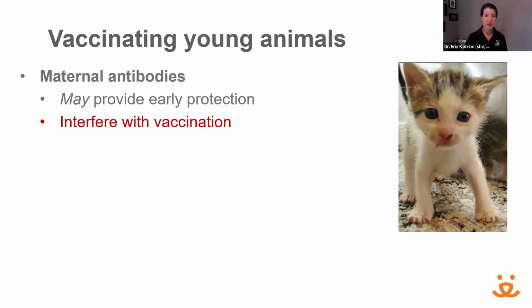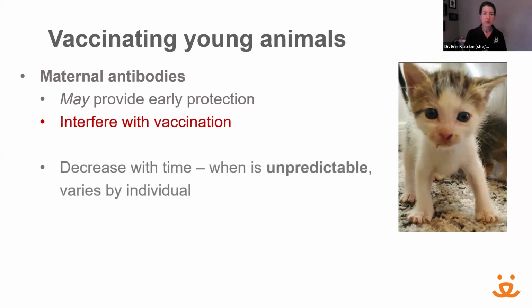The challenge is that while those maternal antibodies may provide some early protection, they also interfere with vaccination. So if we vaccinate this kitten while he's still got some of those maternal antibodies hanging around, that vaccine won't be able to be effective, and so he will not get the long-lasting antibodies that the vaccine should provide. Well, he's got maternal antibodies, so he's protected, right? Well, he is, but only for a short period of time.